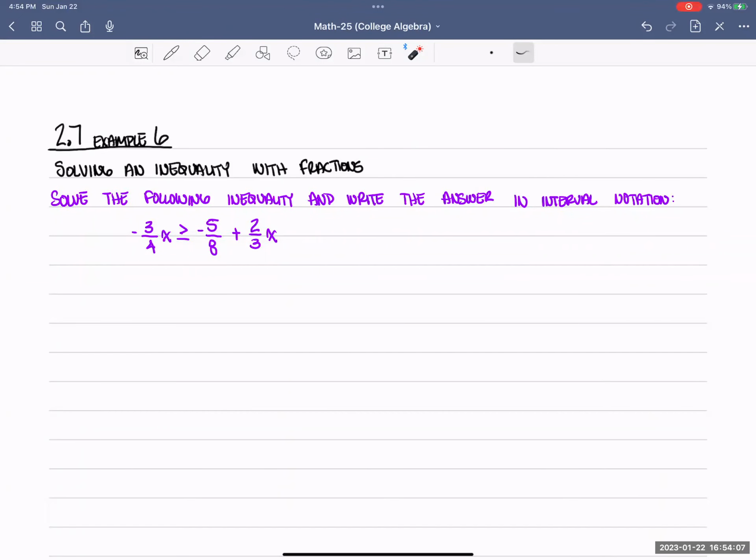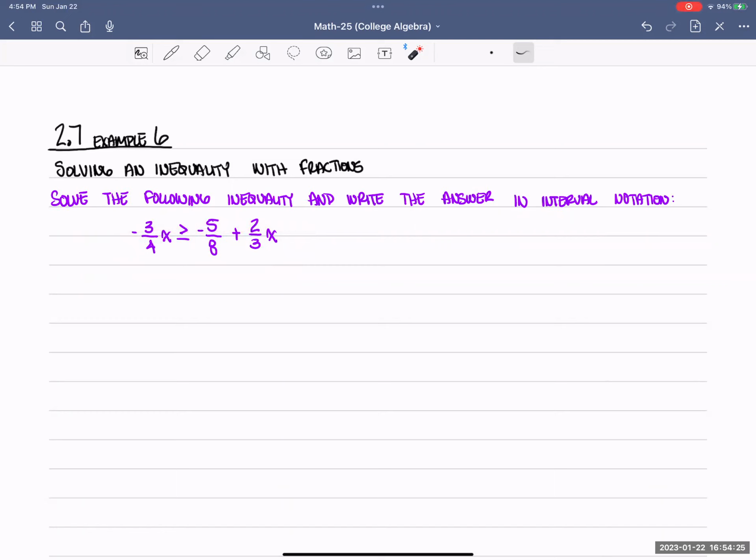Section 2.7, example 6, solving an inequality with fractions. Solve the following inequality and write the answer in interval notation. All right, so it's not too scary because we don't have any variables in the denominator. They're all in the numerator.